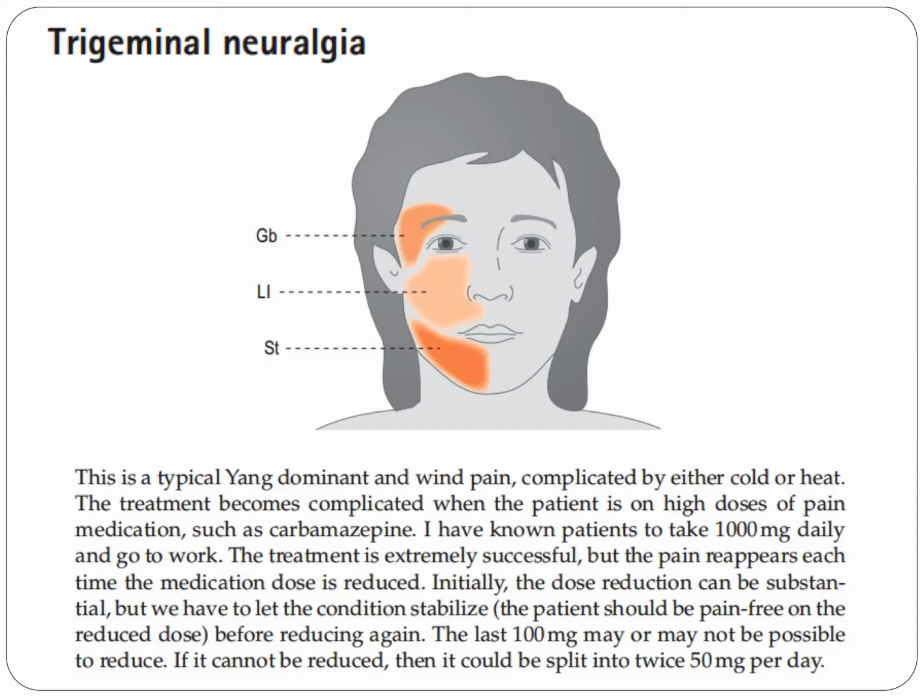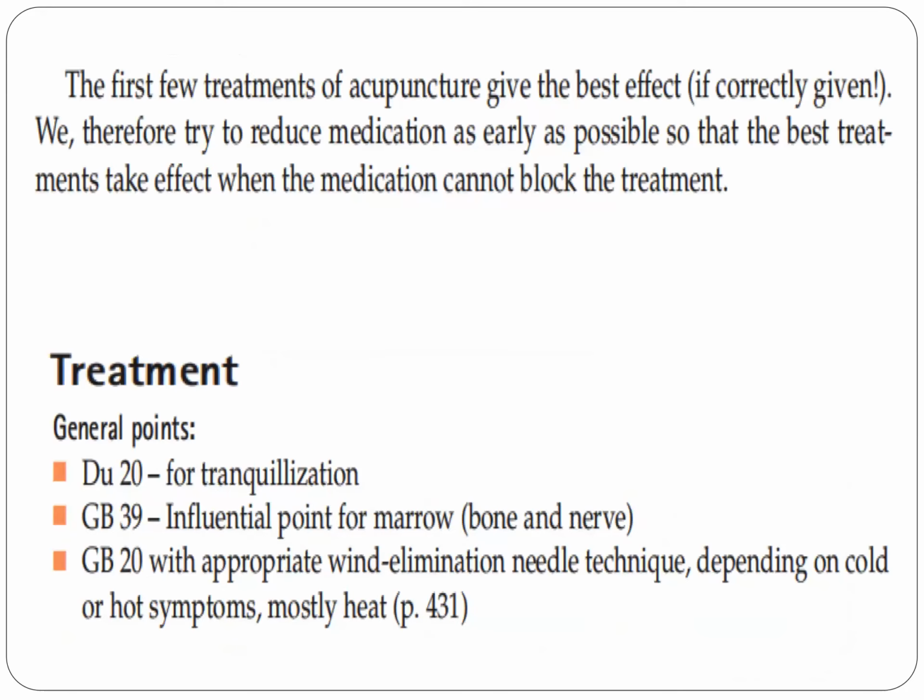Initially, dose reduction can be substantial, but we have to let the condition stabilize. Patients should be pain-free on the reduced dose before reducing again. The last 100 milligrams may or may not be possible to reduce. If it cannot be reduced, then it could be split into twice 50 milligrams per day. The first few treatments of acupuncture give the best effect if correctly given. We therefore try to reduce medication as early as possible so that the best treatments take effect when the medication cannot block the treatment.